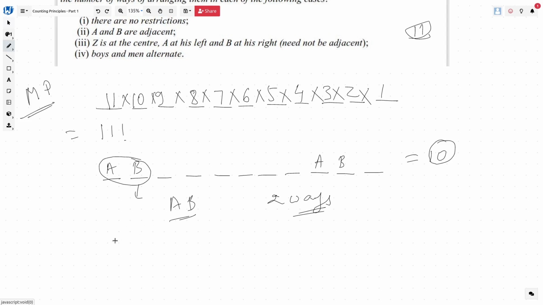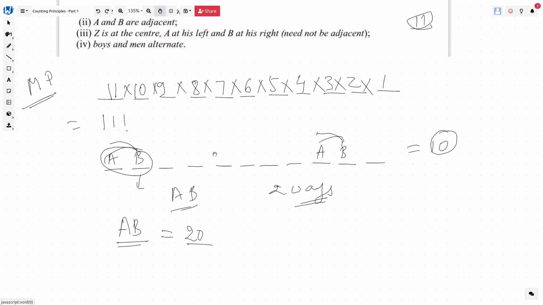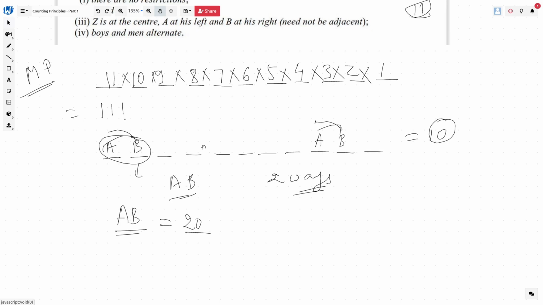So if we look at only A and B sitting together, there are 20 ways, because there are 10 ways they can sit, and A can switch with B, and B can switch with A. So there are 20 ways. Now we are left with 9 places and there are 9 people, because if A and B are sitting there, we are left with 9 places.